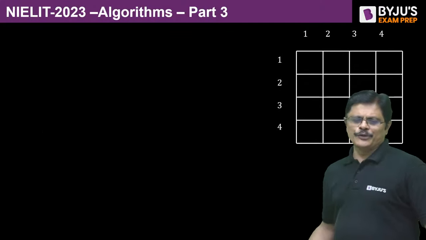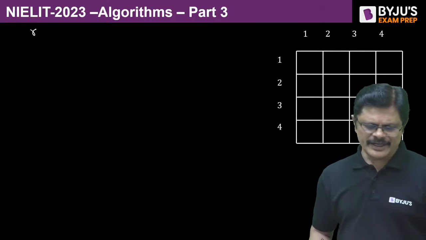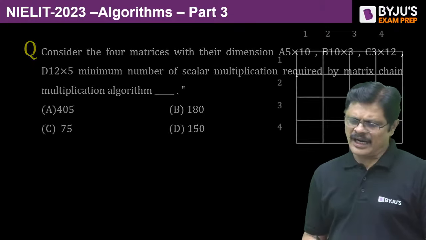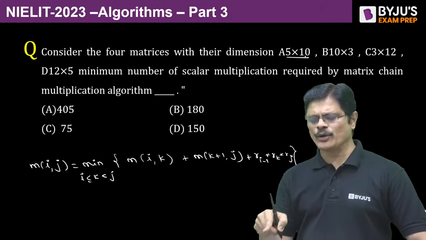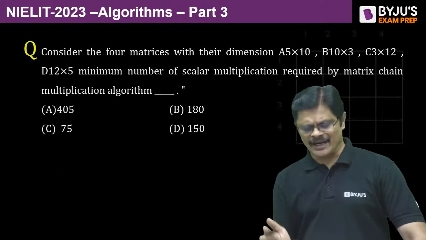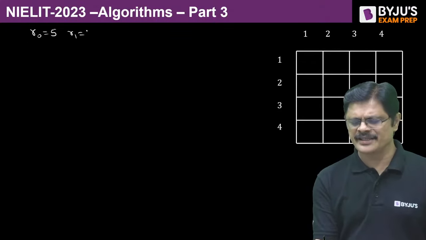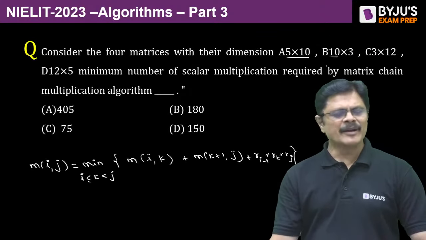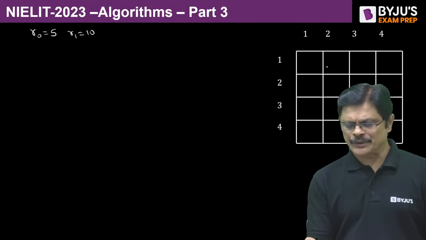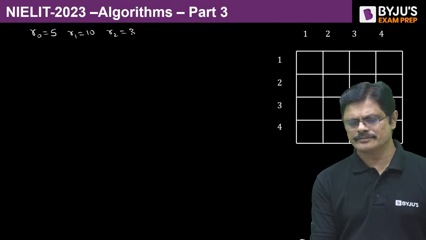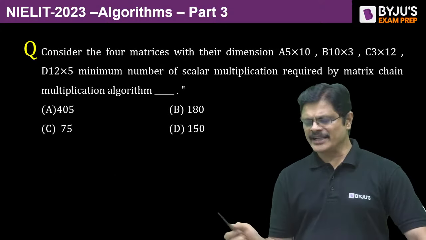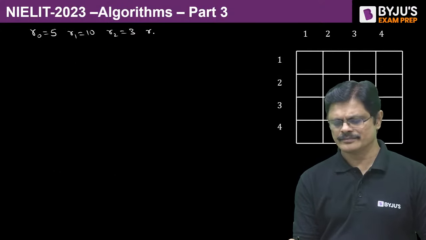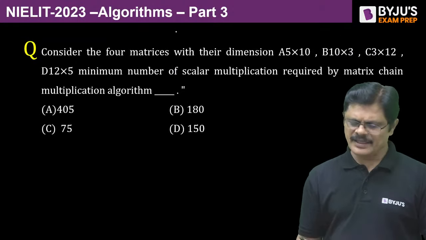So here what we do is, whenever this problem is given, write down r0, that is 5. So this 5 by 10 is there, no? The first one you call r1. r1 is 10. The same 10 will be repeated. So this is r1, r2. r2 is 3. And 3 is there, then 12. Then 5.